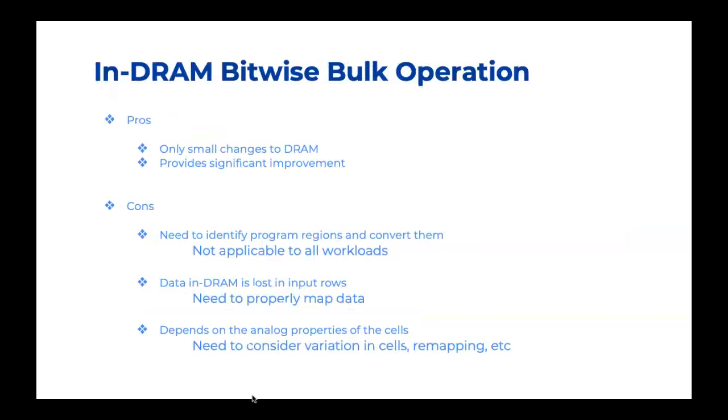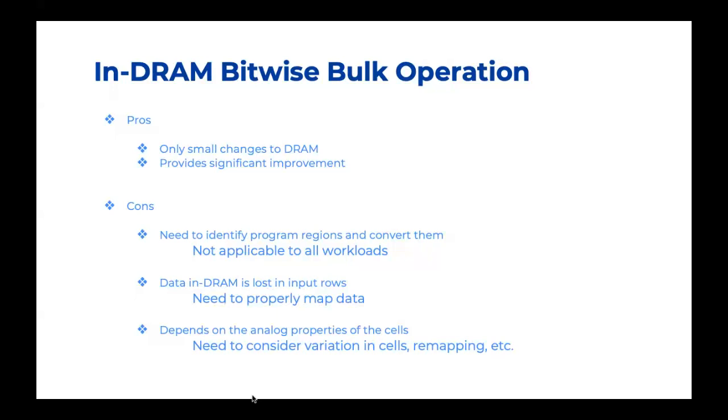The pros are that it is only a small change to the DRAM we have, and we provide a significant improvement, as we showed, in energy and latency. And the cons are that we need to identify program regions and convert them, so it is not applicable to all workloads. So we need to change the architecture and the algorithms of the programs and the environment.